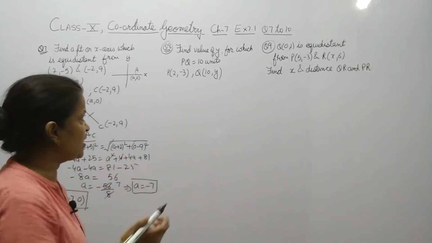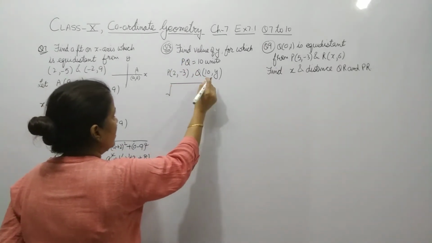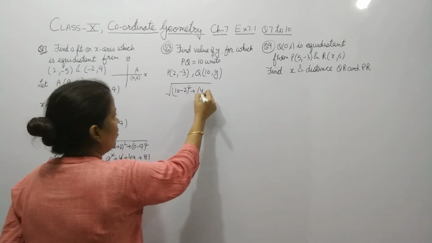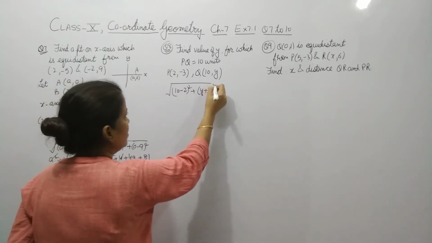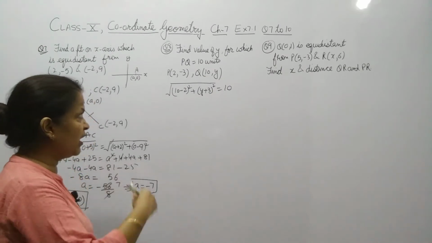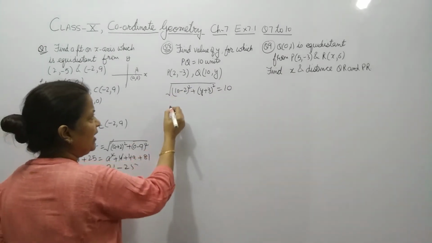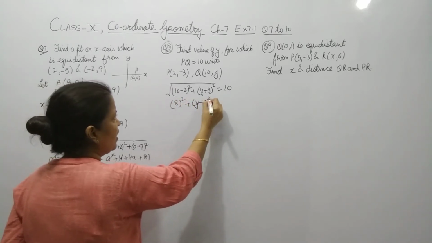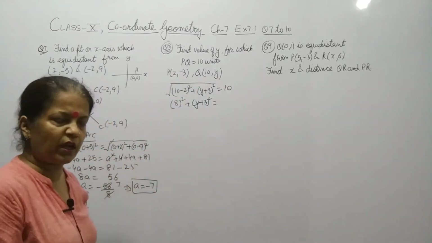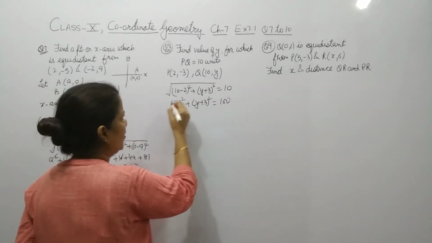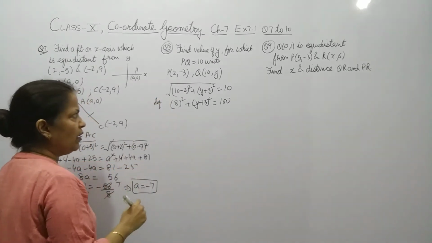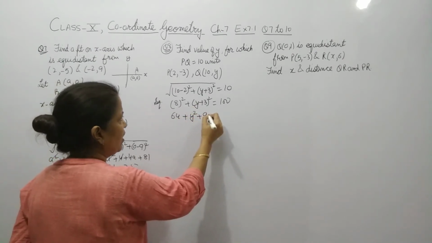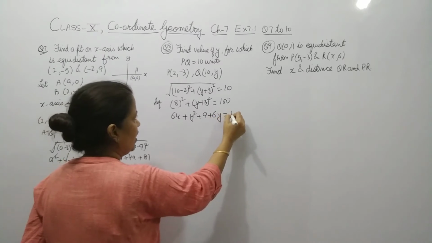PQ is the distance. So the distance is the square root of x2 minus x1, 10 minus 2 whole square, plus y2 minus y1 whole square, equals 10. Now squaring both sides, it will be 8 square plus y plus 3 whole square. Since you have to remove the square root sign, squaring both sides, it will become 100. Now solve it: 64 plus a square plus b square plus 2ab equals 100.